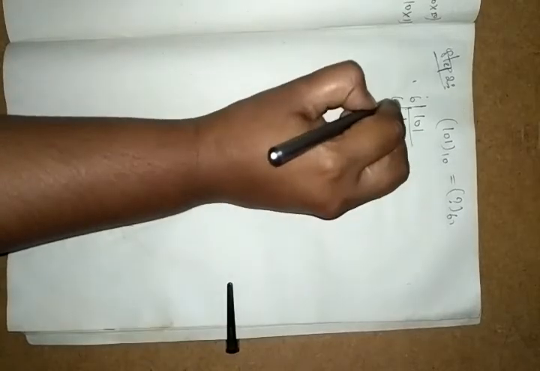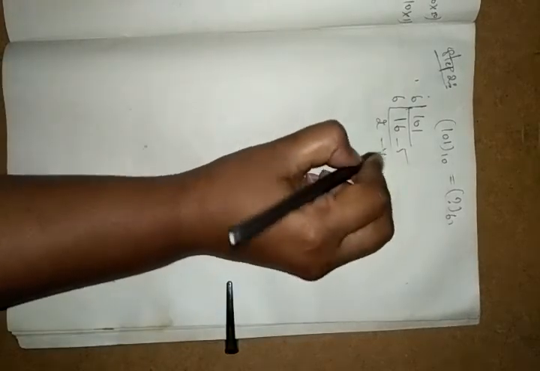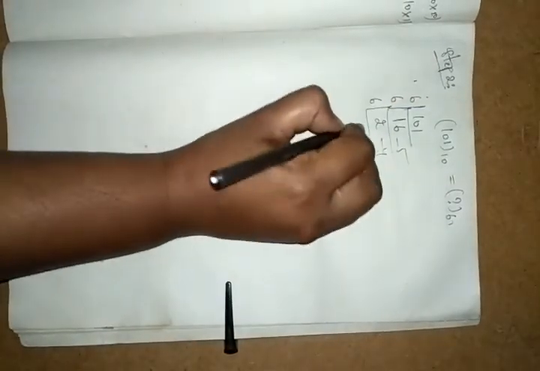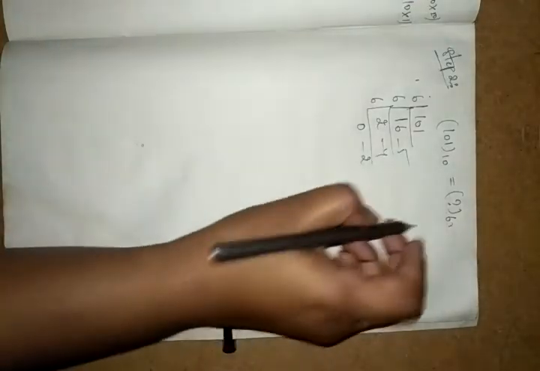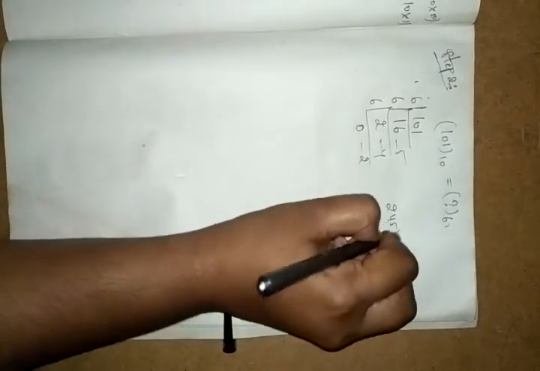So 16 into 6 is 96, left with 5. And 16 twos are... so we are left with 4. 6, 0 and 2. We get 2 4 5 base 6.